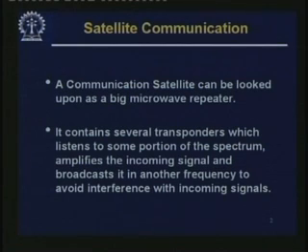A communication satellite can be looked upon as a big microwave repeater. Okay. You know what a repeater is? A repeater is something which repeats the signal. That means it takes in the incoming signal, amplifies it, and then sends it back. So, it contains several transponders, as they are called, which listen to some portion of the spectrum. Each transponder is listening to some portion of the spectrum, so several transponders together are listening to a wider band of the spectrum. It amplifies the incoming signal and broadcasts it in another frequency back to earth.